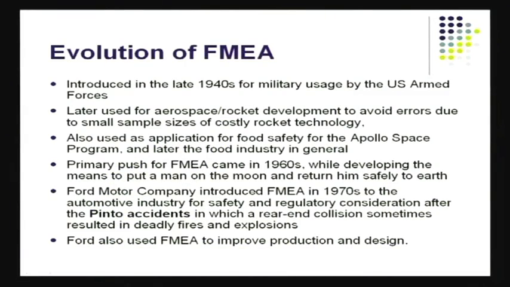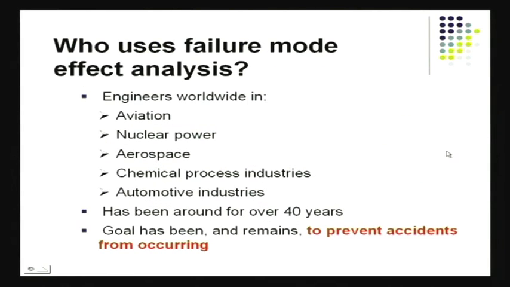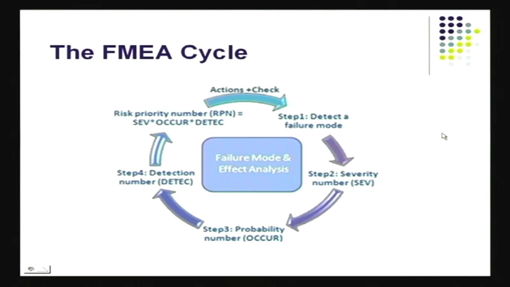FMEA is also used to try to improve production. You may have ongoing production, you may have an existing design, and that also can be done. Who are the different people who use this? All kinds of people: aviation, nuclear power, aerospace, chemical industries, automotive industries. They've been doing it for a long time. And the goal really is to try to prevent accidents from occurring. That's really the goal. There's an FMEA cycle. And if you look at step 1, it is to detect a failure mode.